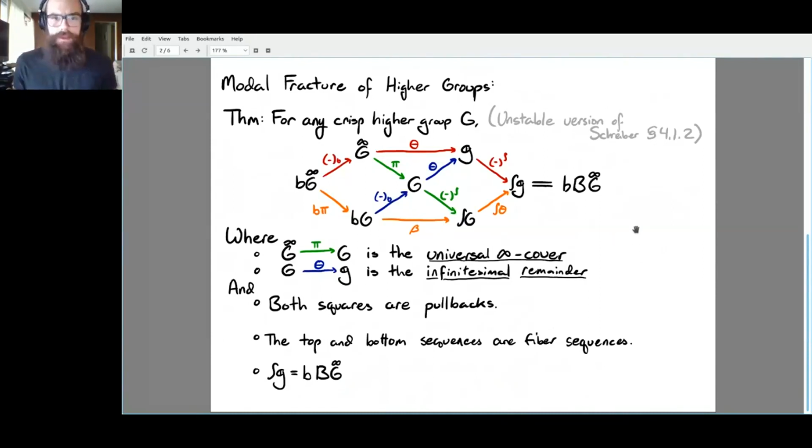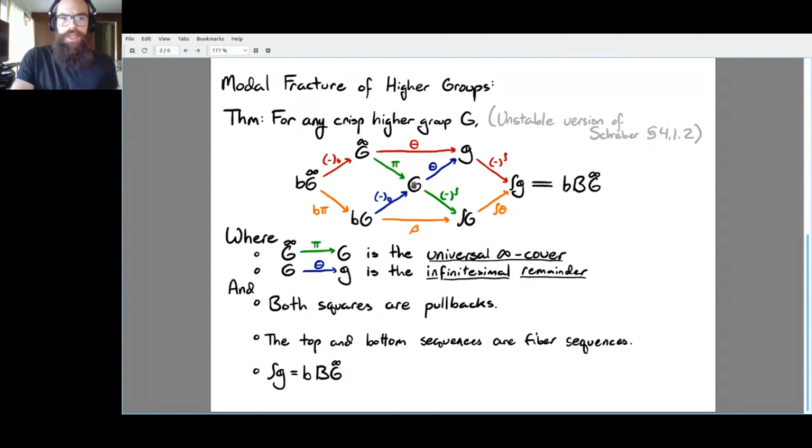And what makes this hexagon special is that it's very tightly interlinked. So both squares are pullbacks, and the top and bottom sequences are fiber sequences. In addition to this, we can calculate that the shape of the infinitesimal remainder is a de-looping of the flat of the universal infinity cover. So if you look on the left of the hexagon here, you see flat of the universal infinity cover, and here on the right, we have its de-looping.